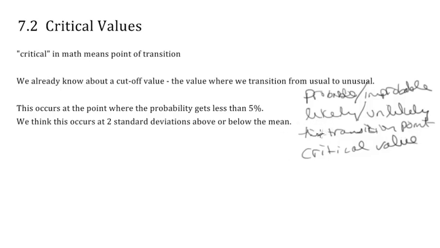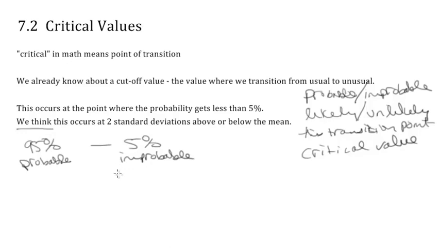Now, we have been talking about the critical value being the boundary between 95% probability, that's probable, to 5% probability, which we call, if there's only 5% probability left, improbable. And we think this occurs at 2 standard deviations above the mean or below the mean. Notice how I worded that, though. We think this occurs at the 2 standard deviation mark. We are in fact wrong. So let's look at that.